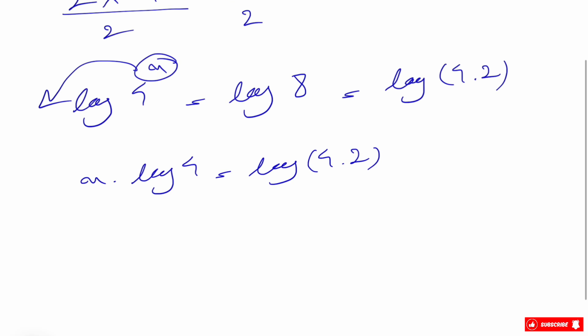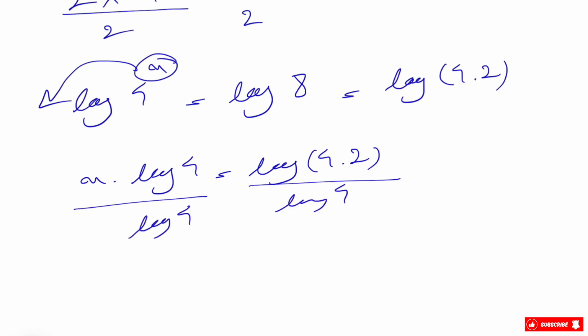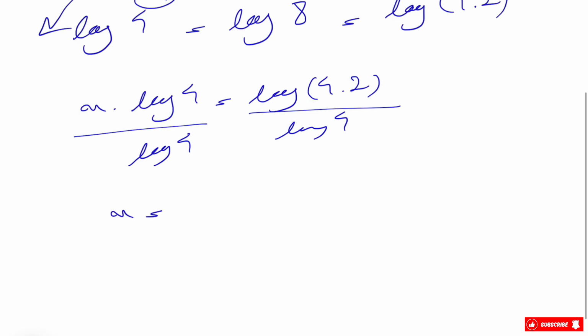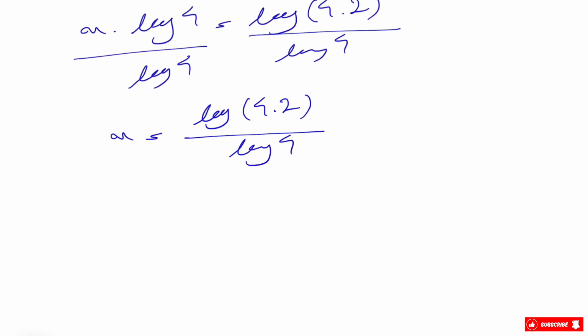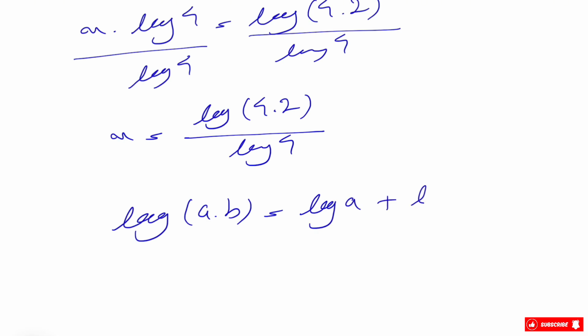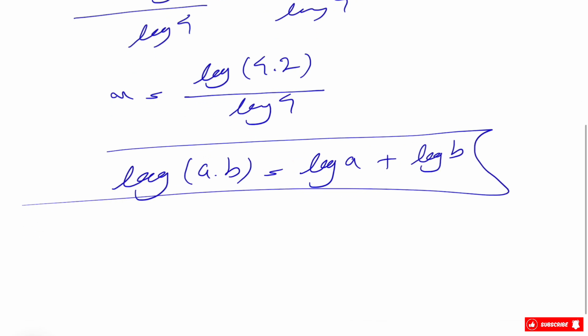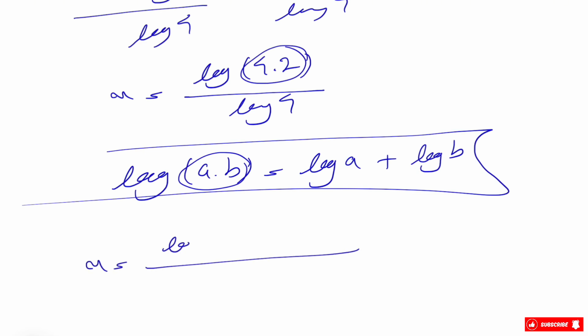And if we divide each side of this by the log of 4, what we get is x equal to log of 4 times 2 divided by log of 4. And from the laws of log, we know if we have log of a times b, this will be equal to log of a plus log of b. And we have this multiplication in here, which means our x will be equal to log of 4 plus log of 2 divided by log of 4.